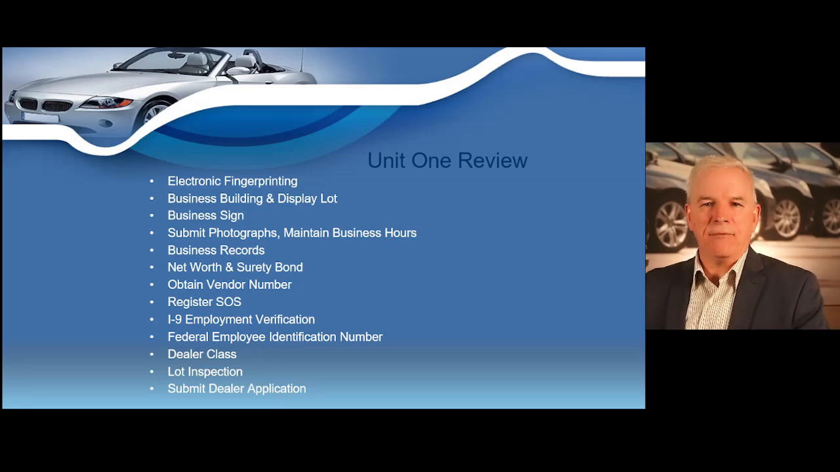And we're going to do a review at the end of each one of these units. So in Unit 1 of your dealer training course, we covered all the steps that you must complete in order to apply for your Ohio dealer's license, including your electronic fingerprinting, your business building and display lot requirements, your signs, your photographs. We talked about your hours and your records, your net worth and your surety bond. I'm going to show you extensively how to get your vendor's number and register with the Secretary of State here in a little bit. Remember, we talked about the I-9 employment eligibility form. I showed you how to get a federal employment identification number. We've talked about the dealer course. And remember, you get your dealer's license, and then you'll get your lot inspection. And then we covered the entire online dealer license application system.